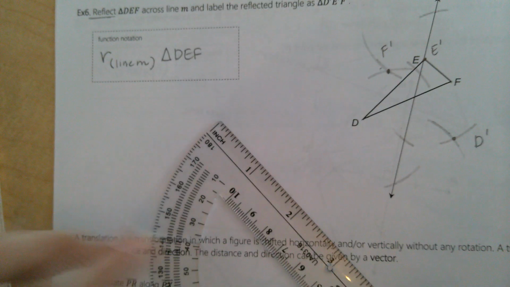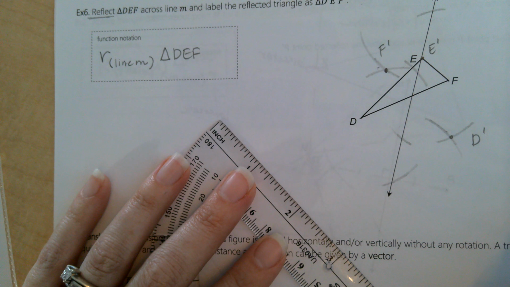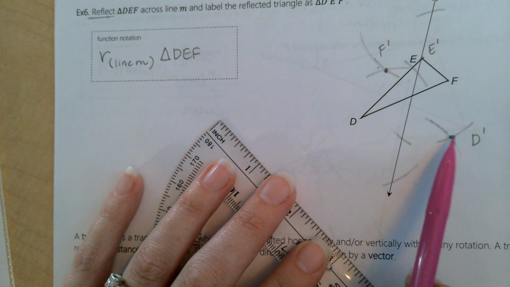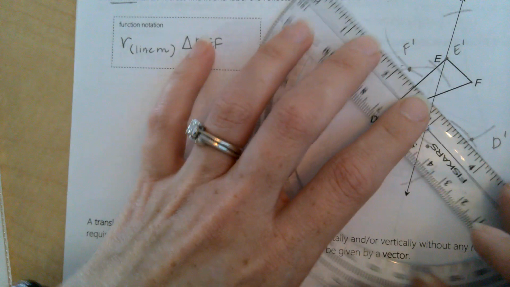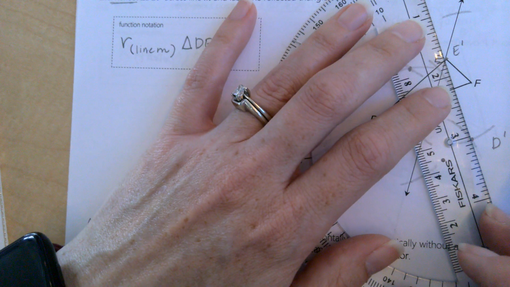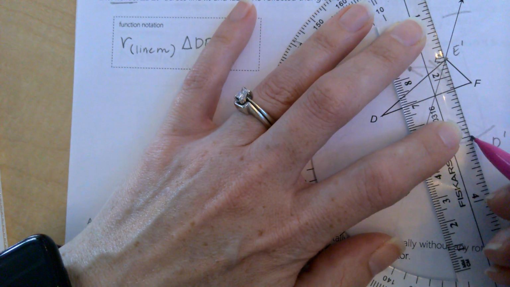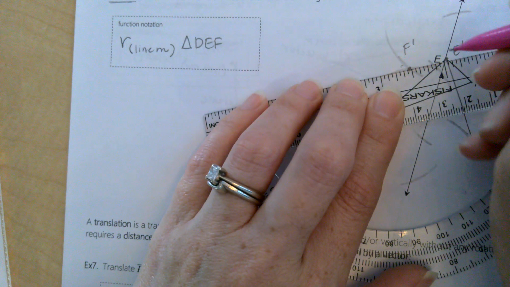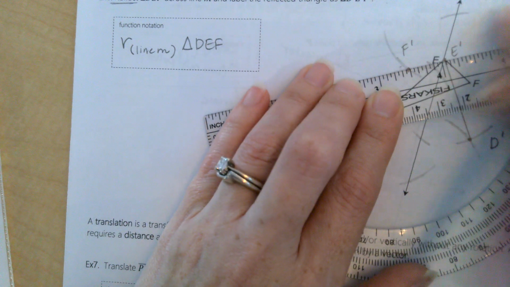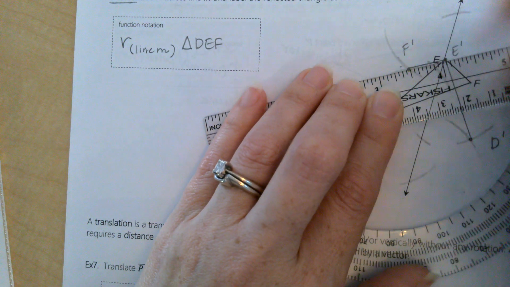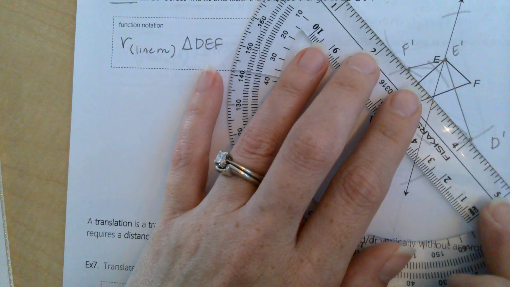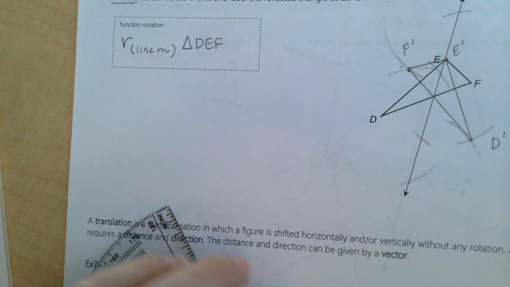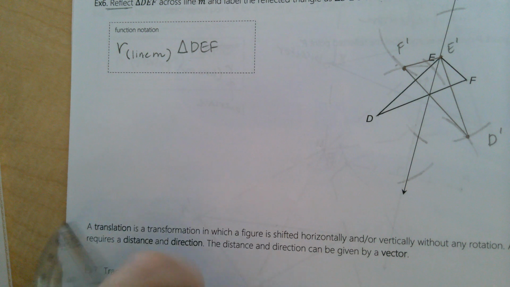Okay, and then we want to go ahead and connect. We're going to connect E to F and F to D and D to E. So D prime, E prime, E prime, F prime, and F prime, D prime. Okay, I'm going to pause the video and come around and look, okay?